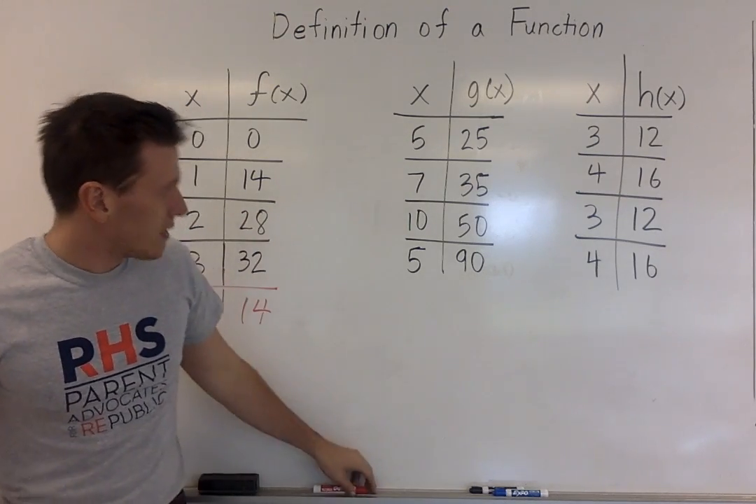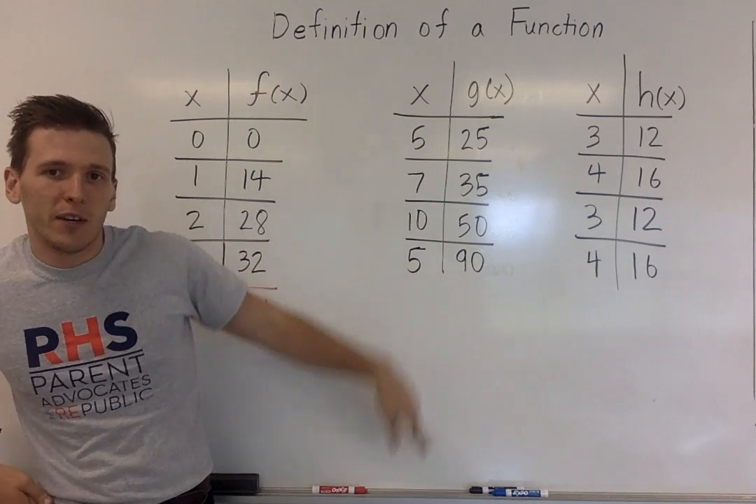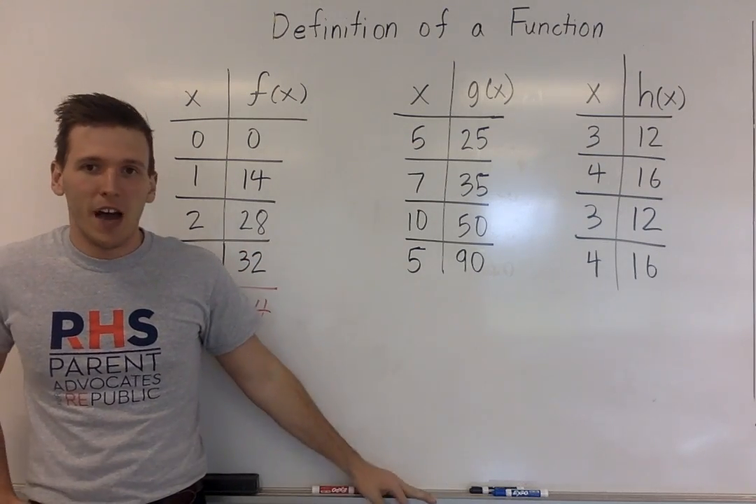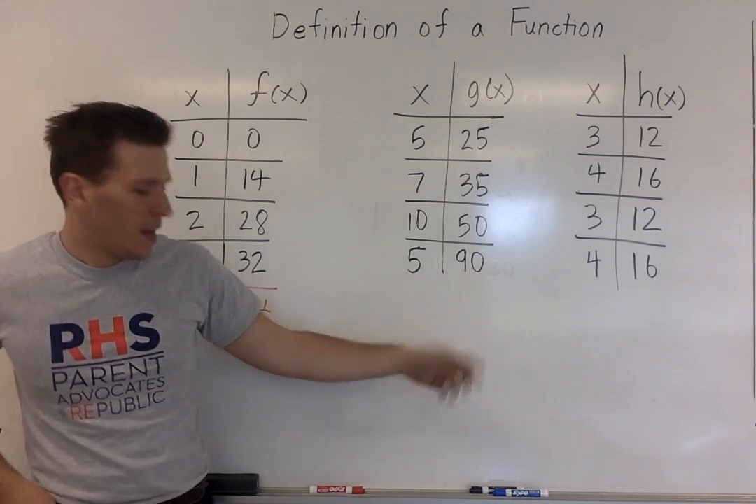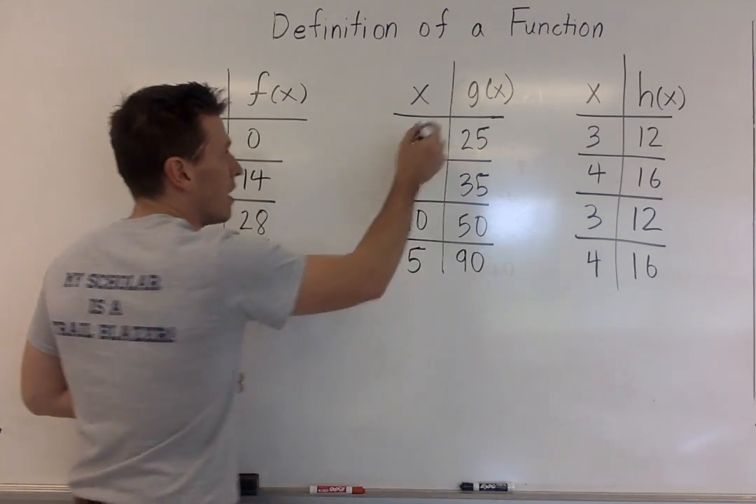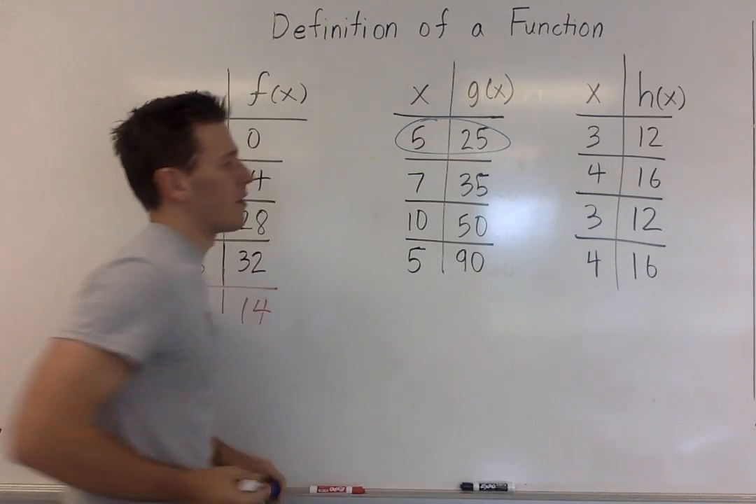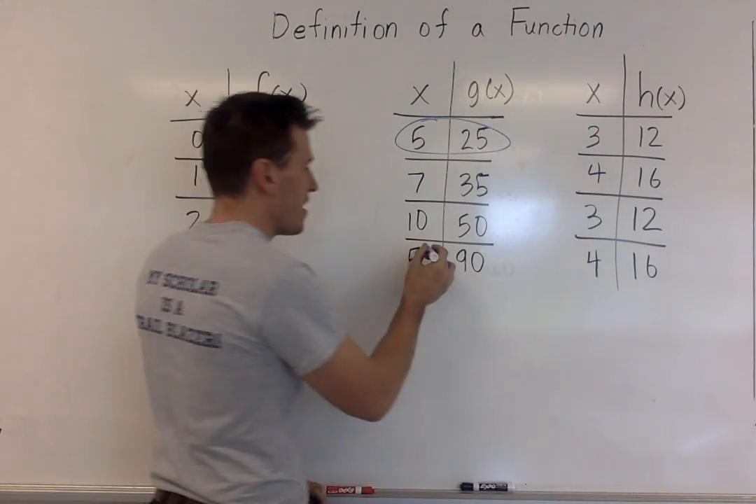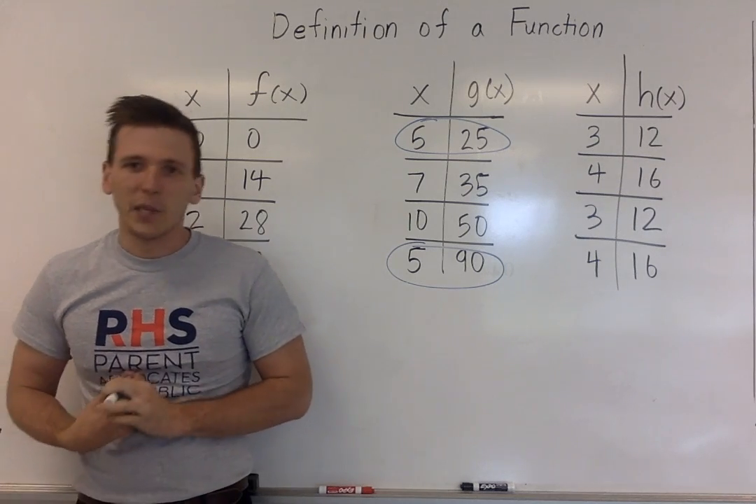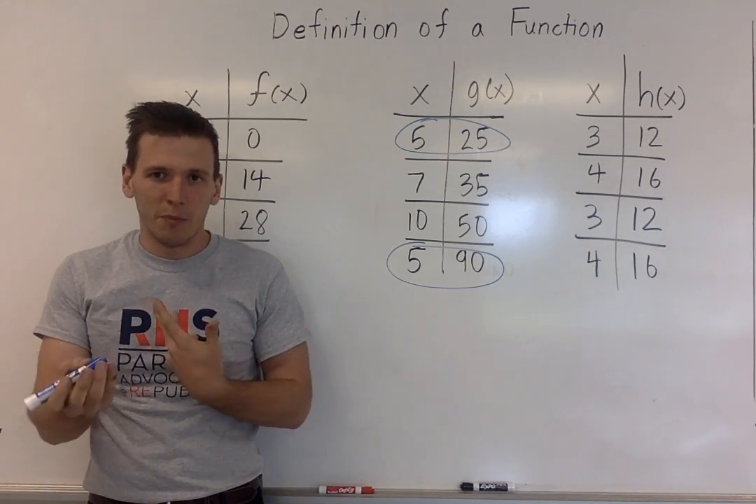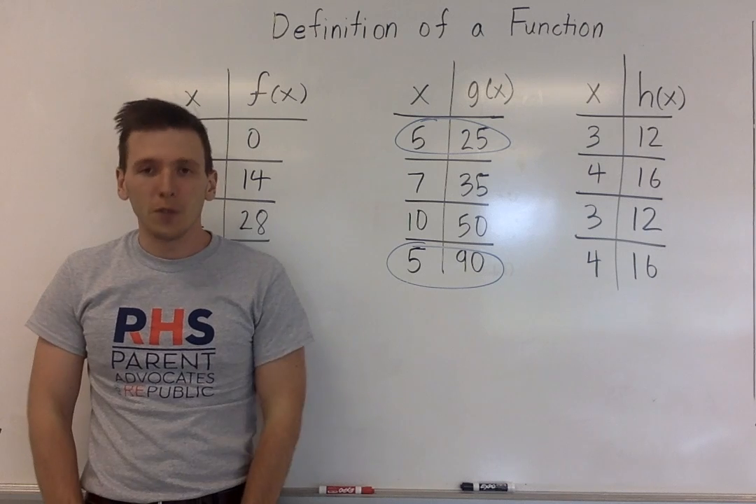For function g of x, if I plug in 5, I get 25. If I plug in 7, I get 35. If I plug in 10, I get 50. But then if I plug in 5, I get 90. This is a problem because earlier when I plugged in 5, I got out 25. And then when I plugged in 5 a second time, I got 90. This is not a reliable conversion from inputs to outputs. This is not useful to us.